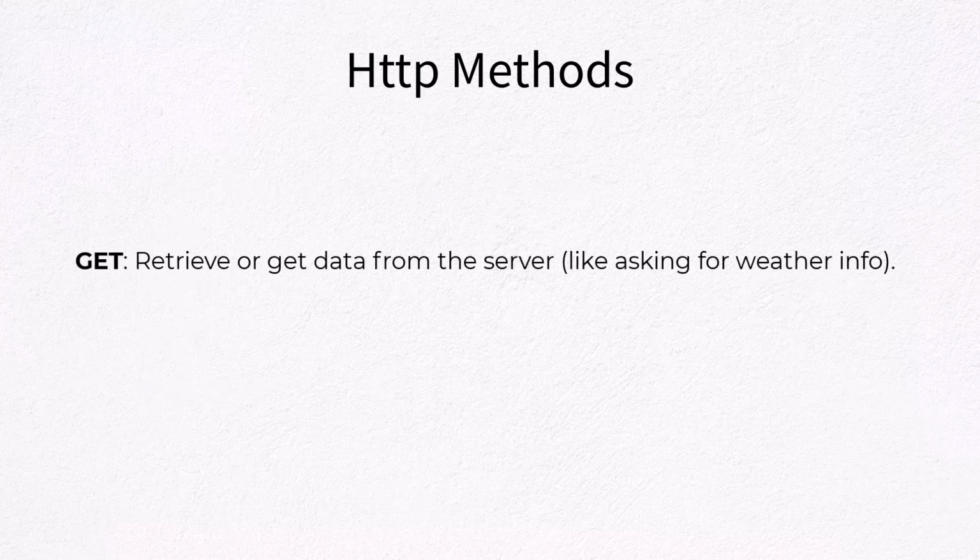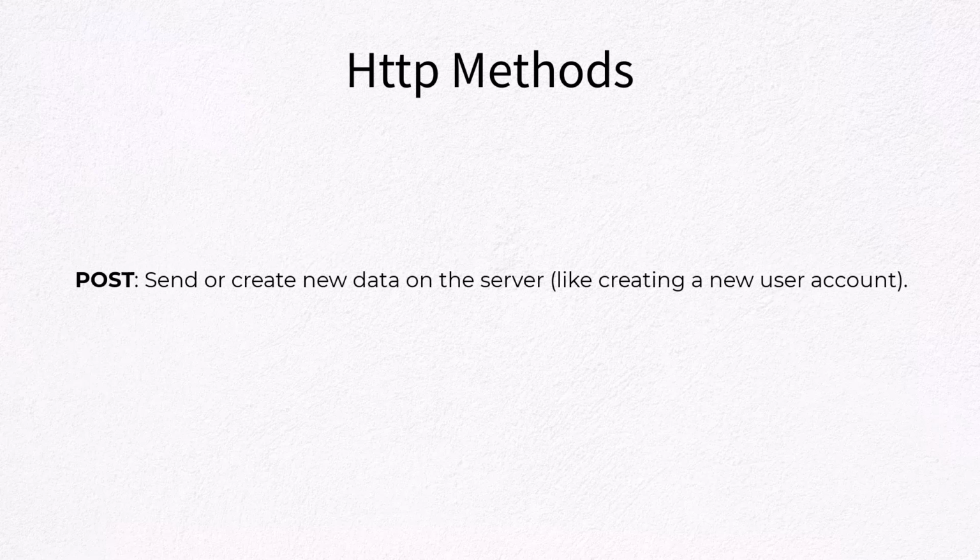So here the first one is get, so it is used when we want to make an API call to get some data from the server. Like we are making an API call to get the weather data, so in that case we are going to use get HTTP method. And if we want to send some data to the server, then we use a method called post. So you can consider like creating a new account, so in that case we are going to send username and password or email address. So in that case we are going to use post method.